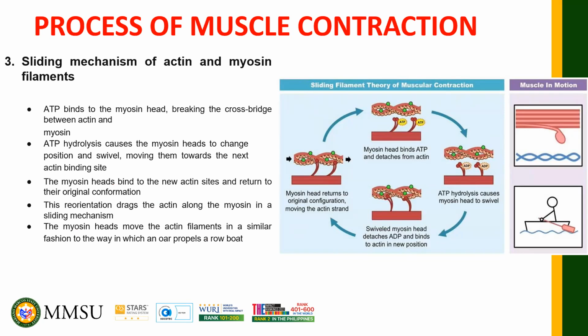Okay? So meron na tayo dito in terms of the ATP binds to the myosin head, breaking the cross bridge between actin and myosin. So as the muscle contracts now, yung ATP binds to the myosin heads, which are usually part of the thick filaments. Yung ATP binding, it will allow the myosin heads now to detach from the actin binding sites and the thin filament.